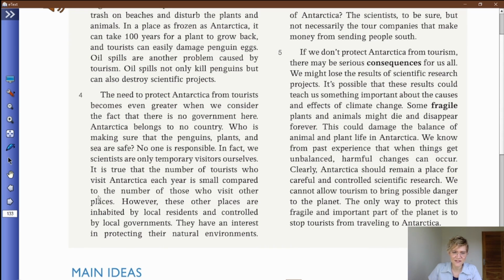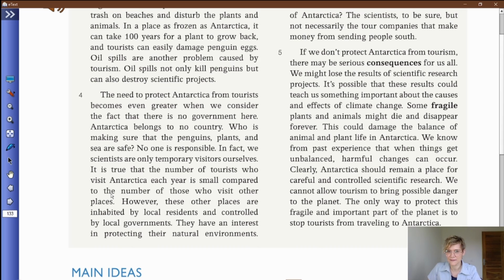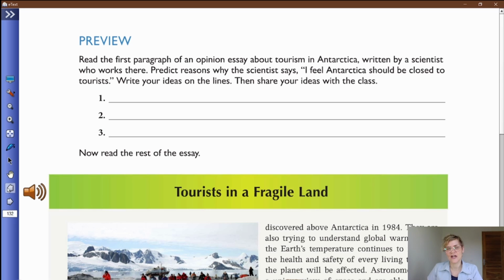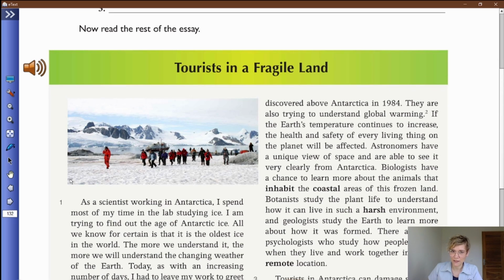The need to protect Antarctica from tourists becomes even greater when we consider the fact that there is no government here. If we don't protect Antarctica from tourism, there may be serious consequences for all of us. We cannot allow tourism to bring possible danger to the planet. The only way to protect this fragile and important part of the planet is to stop tourists from traveling to Antarctica.